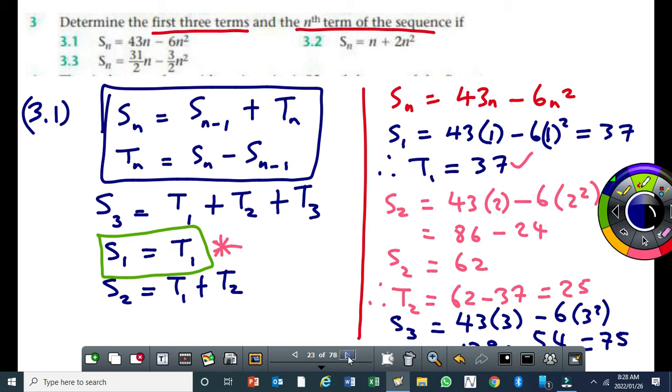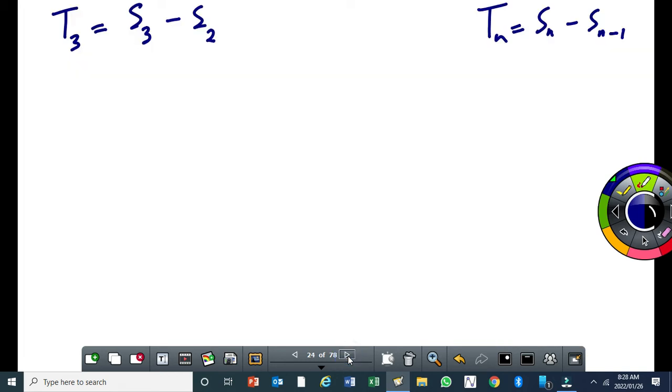Okay? So if I want to get T3, it's equal to S3 minus S2. What that means is, S3 is the total of all the 3 numbers. Right? S2 is the total of the first 2 numbers. So what's the value of the third one? You find the sum of all 3, subtract the sum of 2 from the sum of all 3. Right? So here we have 75 minus 62, and your answer will be 30.